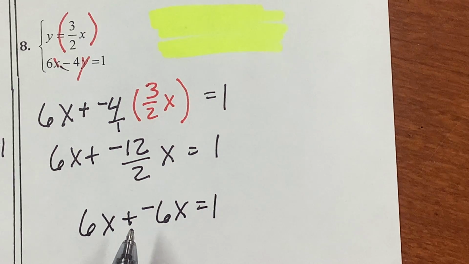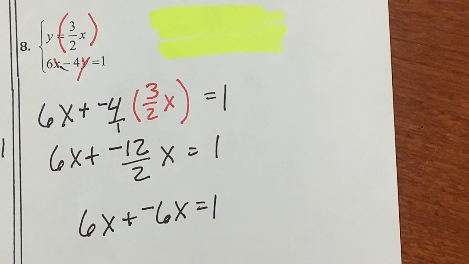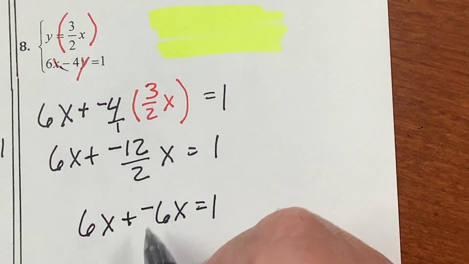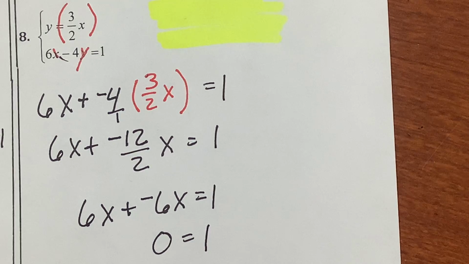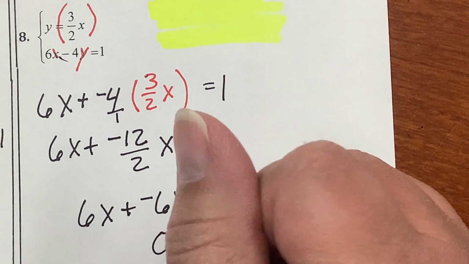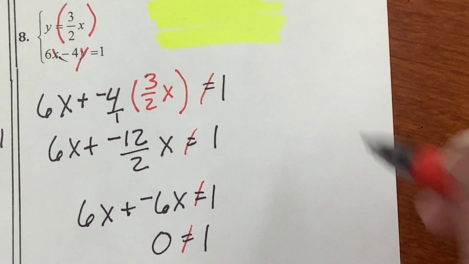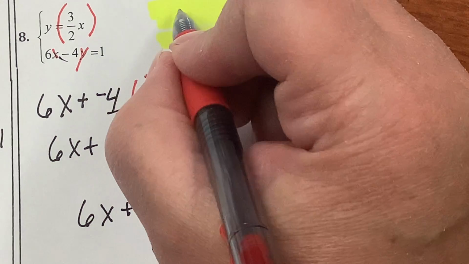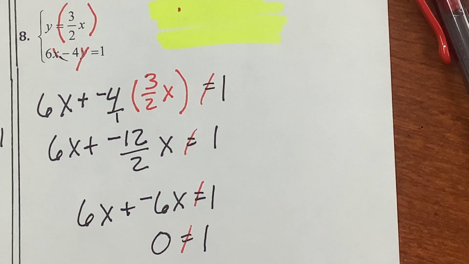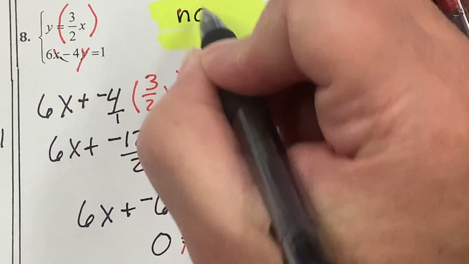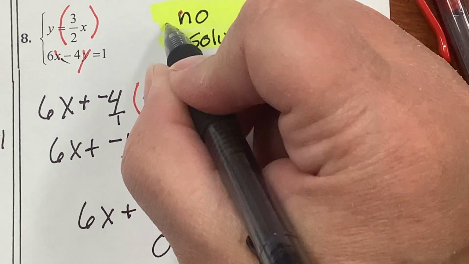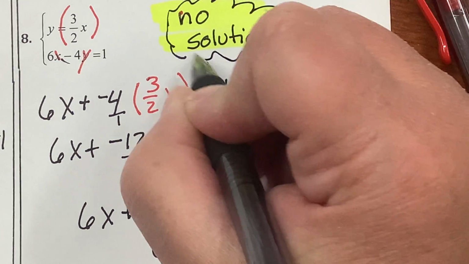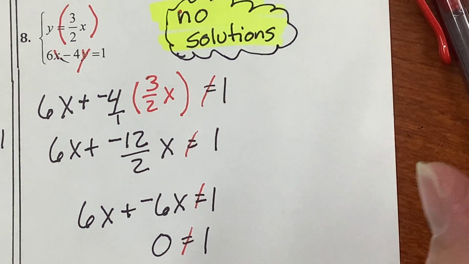Positive 6x and negative 6x. Wait a second, that's crazy. That's 0. 0 doesn't equal 1. Well, that's just unfortunate. No good. When they're not equal on the bottom, that means that there is no solution. So up here, no solutions. So a puffy cloud of unhappiness because there's no solutions. It's like a little storm cloud.